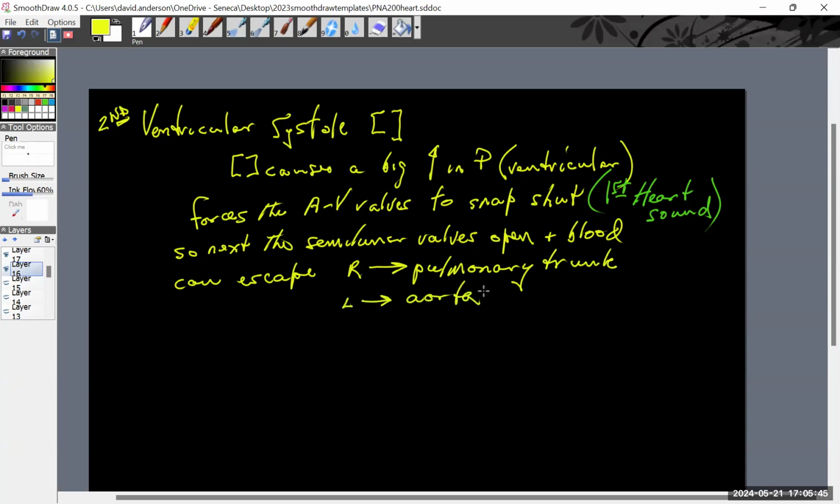So that causes the semilunar valves to open. On the right side, the blood will be delivered into the pulmonary trunk to ultimately be delivered to the lungs. And on the left side, the aorta to be distributed throughout the systemic circulation. And then the larger arteries, and so on. We get that distribution going on there.